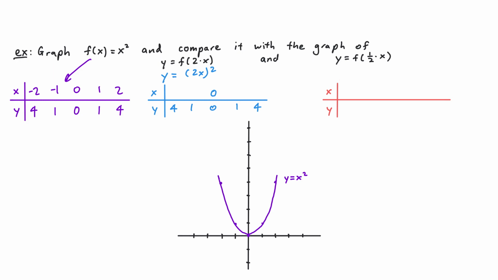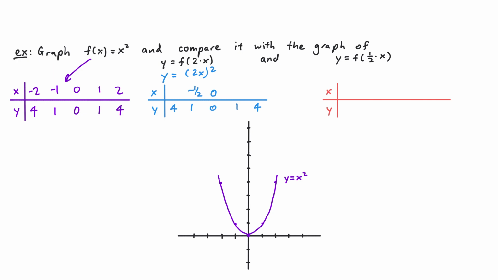Next, let's think about what x values we can plug in so that we get 1 as the y value. So I want to think, what number can I plug into x so that when I multiply it by 2 and then square the result, we end up with 1? Well, there are two choices. One of them would be x equals negative 1/2, because if we do negative 1/2 times 2, that's going to be negative 1. So when we square the result, this gives us positive 1. So when x is negative 1/2, the corresponding y value is positive 1.